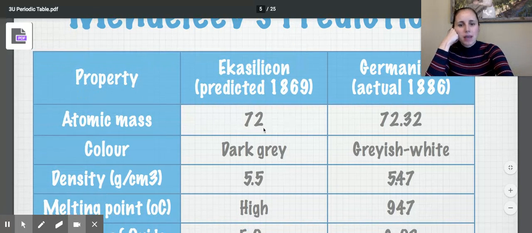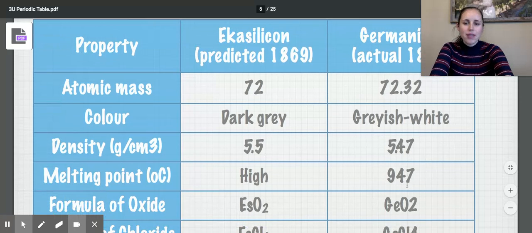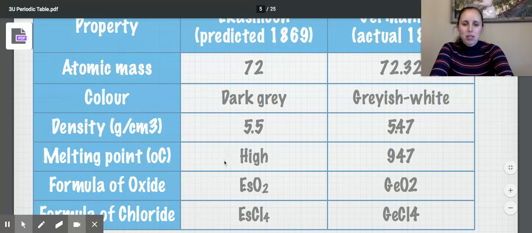He said that it has a mass of about 72. Its mass is actually 72.39. He said it should be dark gray, and it's actually a grayish white. He said its density should be about 5.5. Its real density is 5.47. He said it should have a high melting point, and the real melting point of germanium is 947 degrees Celsius. That's pretty high.